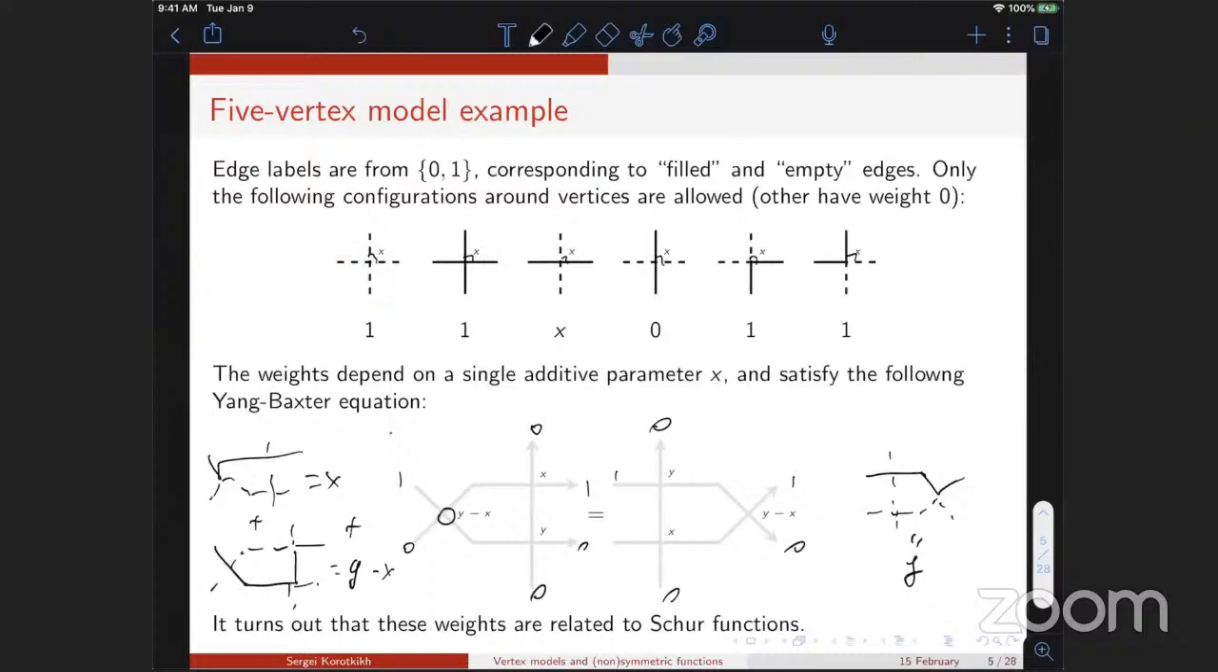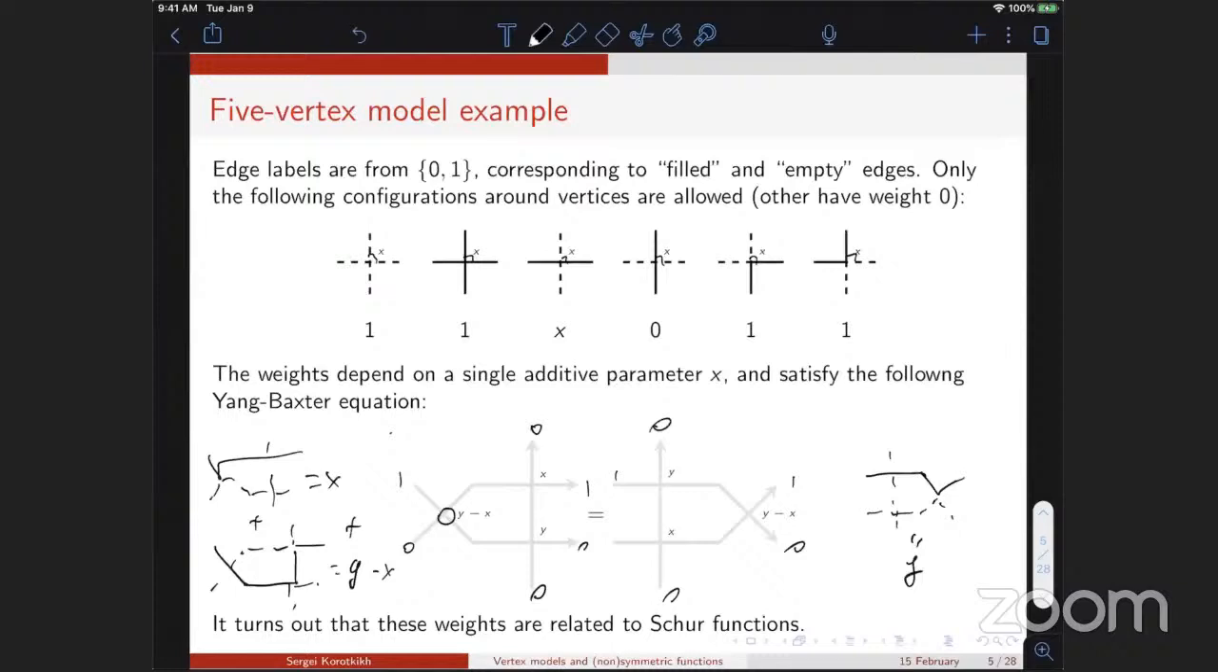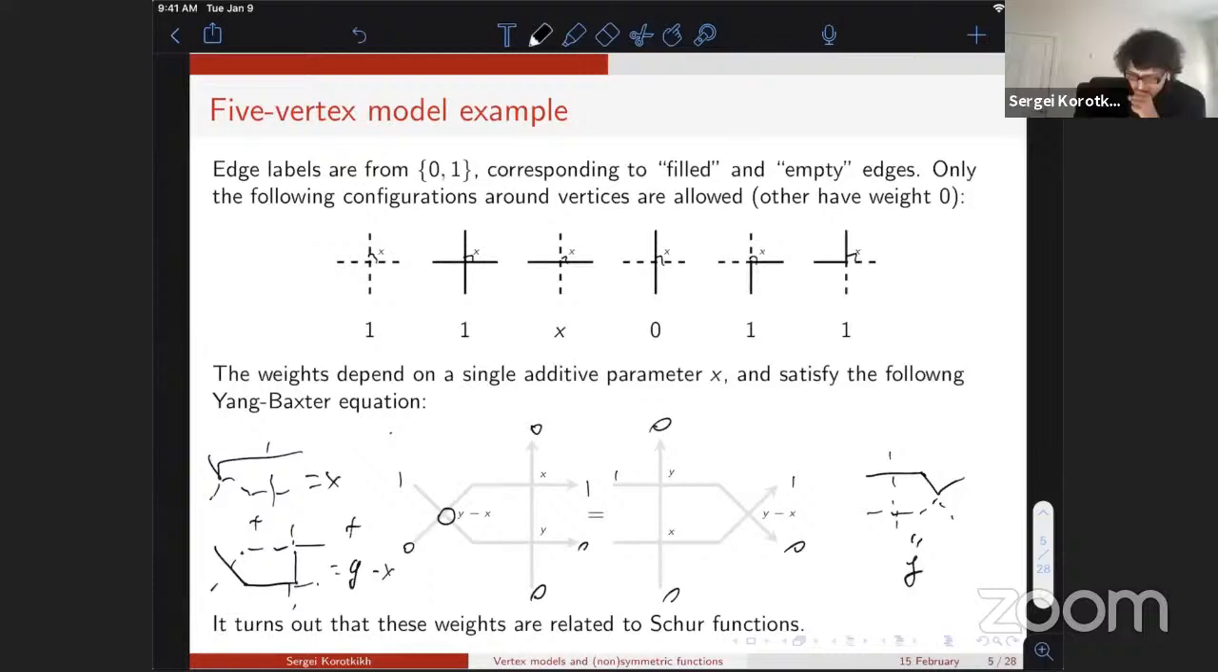Yes, it's not a question, but rather a remark. Maybe for most of the audience, it's more familiar to think about the Yang-Baxter equation in terms of some operator acting in a tensor product of two spaces. And then you just put it into the linear operator in the tensor product of three spaces, putting it in three different places, and then writing the equation. I will mention this point of view, but a bit later.